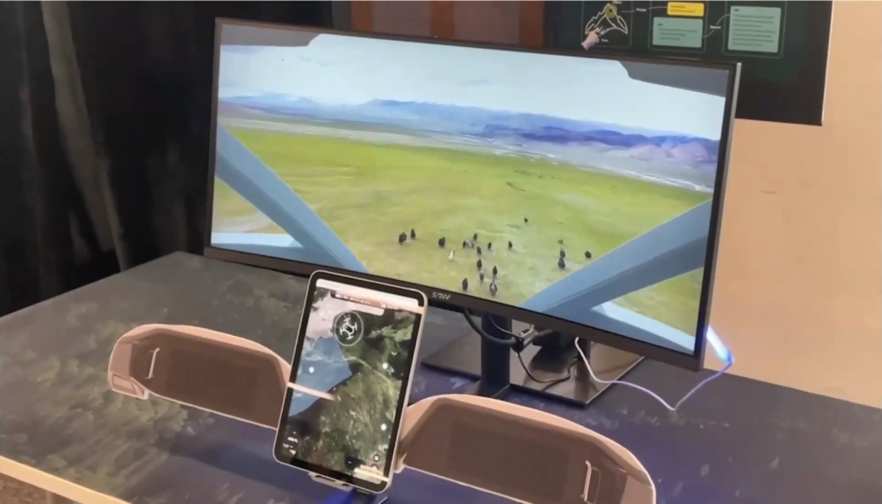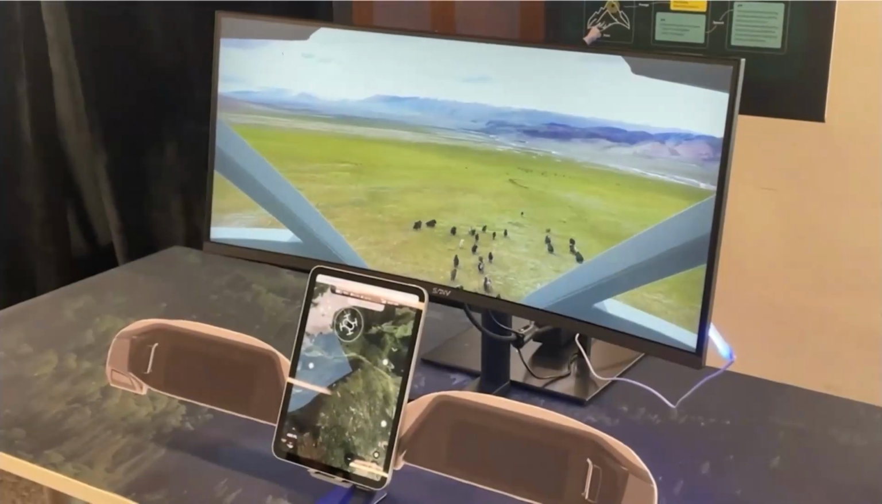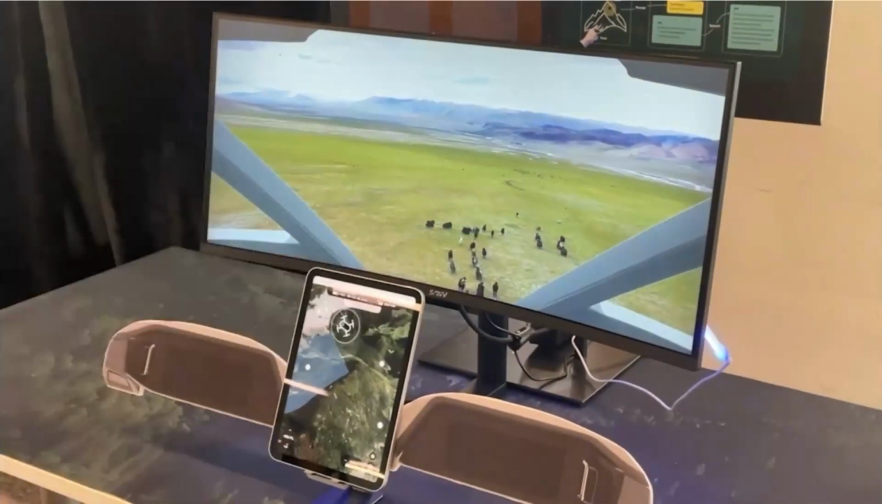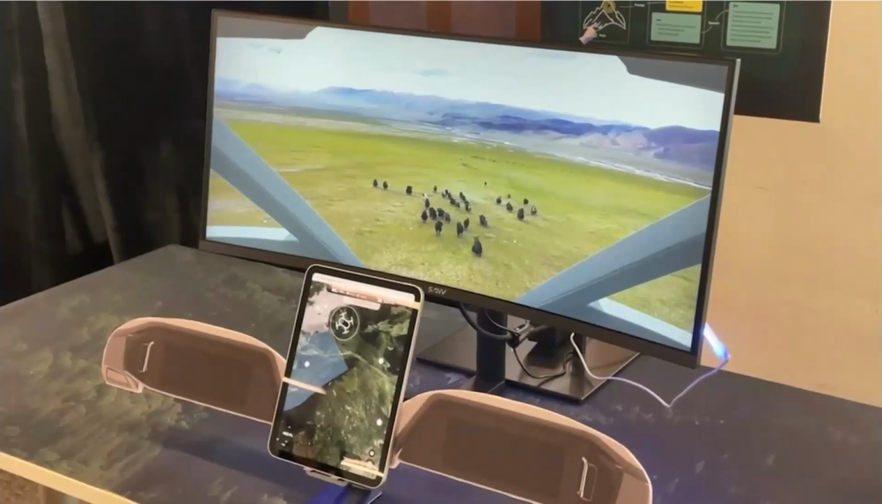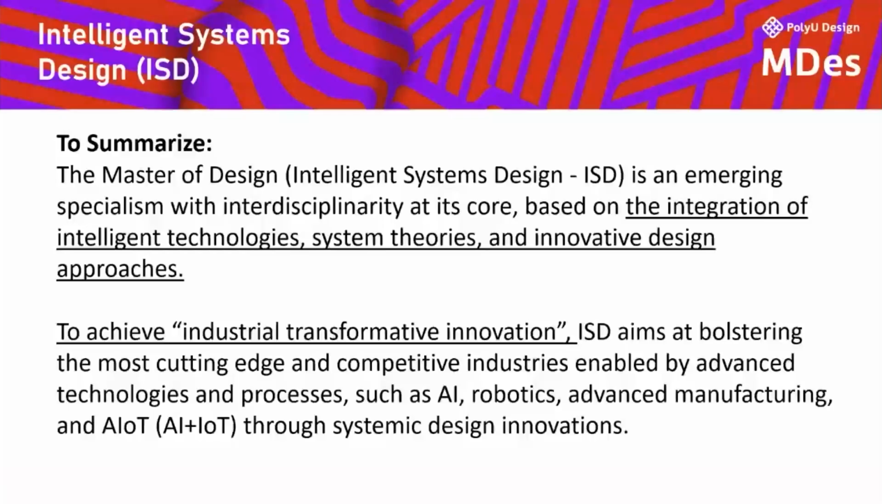Okay, so this is ISD. I hope they can give you, because we have very limited time. I hope this is of ISD, and basically following the IBD model.